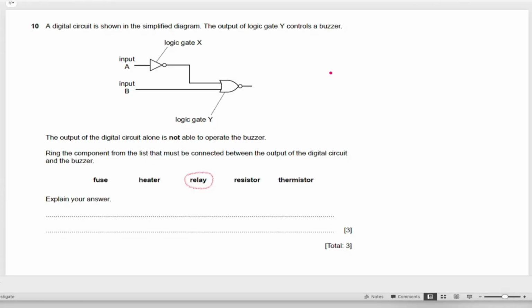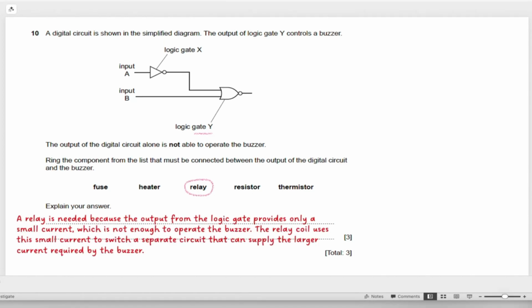Now remember, a logic gate output, like gate Y over here, typically supplies a very, very small current at low voltage, enough to drive logic inputs, not a power device like a buzzer. Okay, so a relay is an electrically operated switch. It has a small current in its coil from the logic output. So the small current in its coil controls a separate circuit that can actually deliver a much larger current or voltage to the buzzer. So we interpose the relay so the tiny logic current safely switches the larger supply needed by the buzzer. Okay, I'm going to read it again.